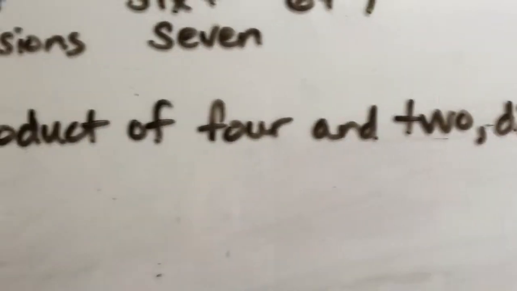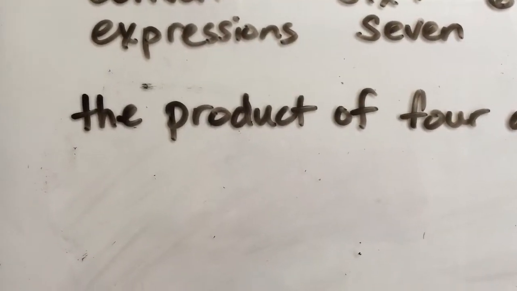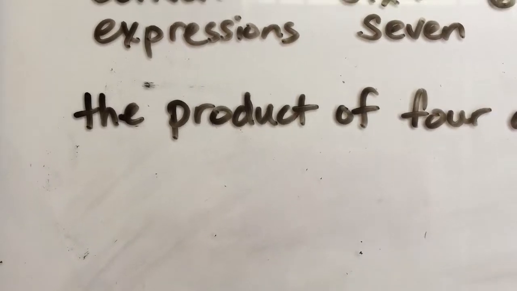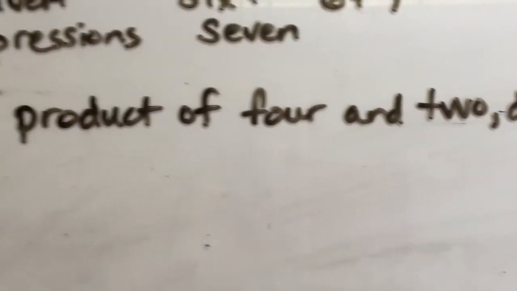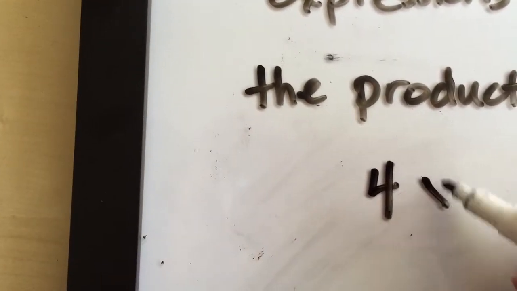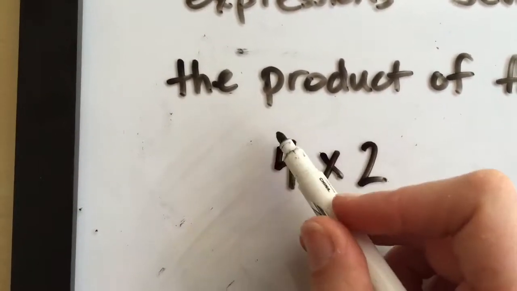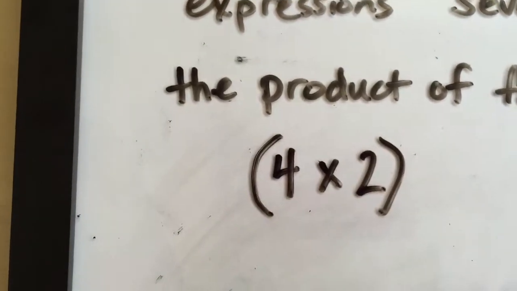So I included that. So let's start with product. Who can remember what product means? What kind of math do we think of when we hear product? If you said multiplication, you're right. Factor times factor equals product. So our factors are 4 and 2. And if we multiply those, that's the product. So let's write that. 4 times 2. We know that we want this product to be sort of a unit, a chunk of the problem. So I'm going to put parentheses around it.